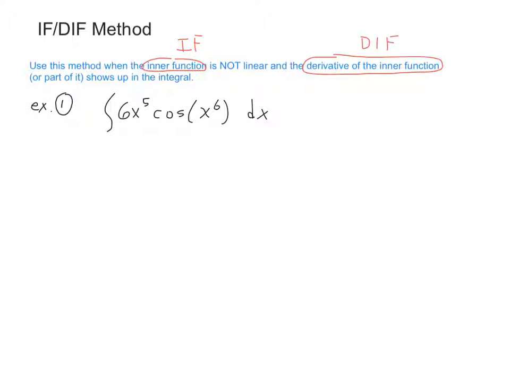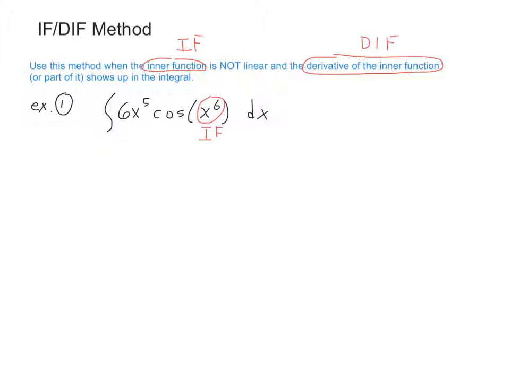So, what am I talking about? Well, here's an example. Notice here we have the 6x to the fifth times the cosine, and then within that cosine we see x to the sixth. So this x to the sixth is what I refer to as the inner function. Again, sometimes we refer to it as u. Later on we're going to be looking at a technique called u substitution, where u will represent the inner function. But for now we're just going to keep it a generic if for inner function.